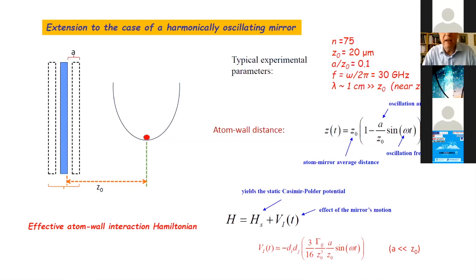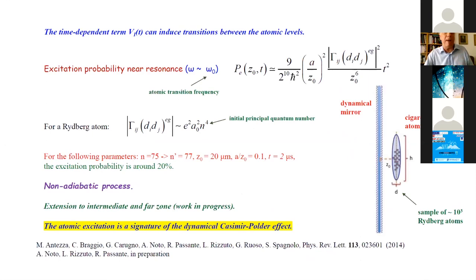If we are in a non-adiabatic regime, for example, a linear resonance, so if the oscillation frequency of the mirror is close to some transition frequency of the atom, in this case, this can give some probability of excitation of the atom that we can call a sort of dynamical Casimir-Polder effect. And this is essentially a non-adiabatic process, giving rise to a probability of excitation that can be important using, for example, Rydberg atoms for realistic values of the parameters.